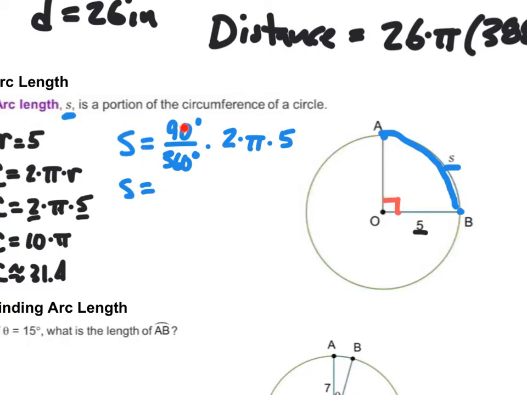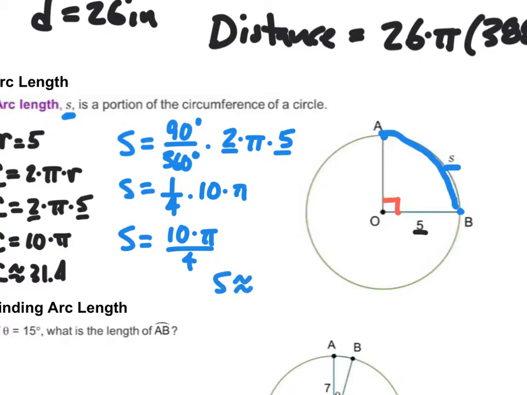Now, 90 over 360 simplifies to 1/4. So I've got 1/4 times 2 times 5, which is 10, times pi. My arc length here is going to end up being 10 times pi divided by 4. Let's plug that into the calculator: 10 times pi, divided by 4, which gives me an arc length of approximately 7.85 units. And that's how long that arc length is.